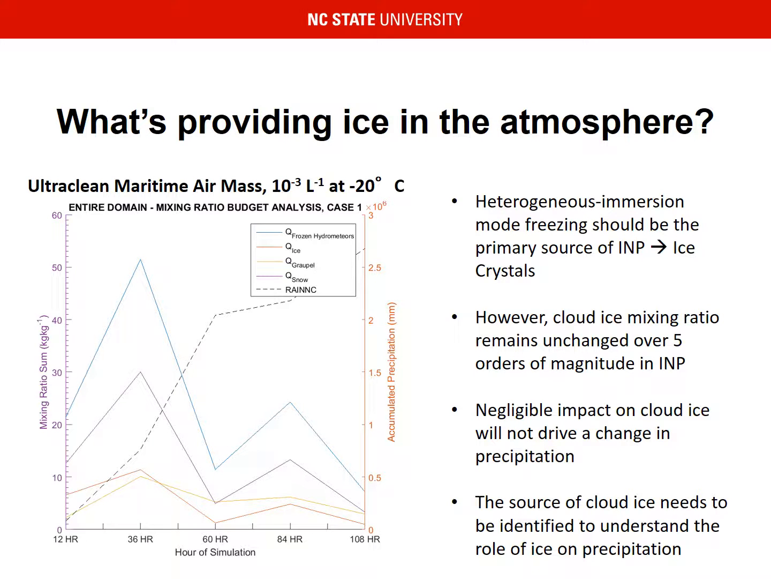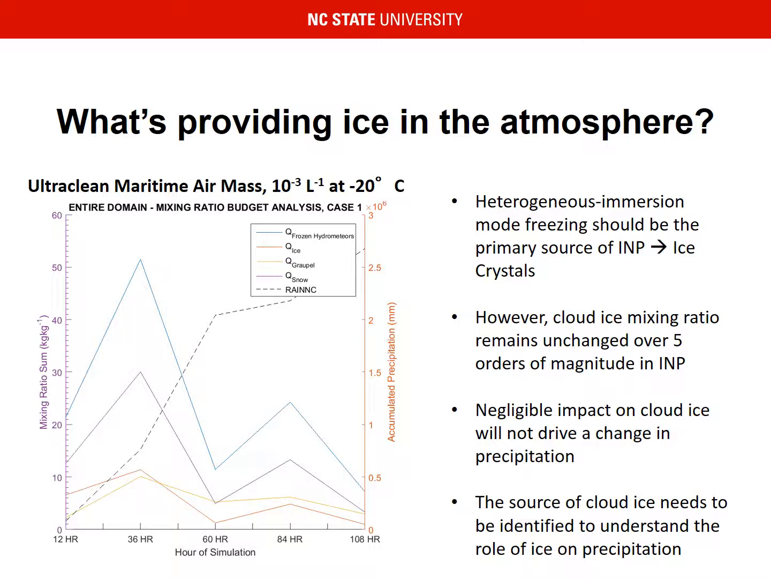If we're adjusting what is thought to be the dominating source of cloud ice in the atmosphere, that immersion mode freezing rate equation, by varying it by 5 orders of magnitude, from 10 to the negative third to 10 to the second, from an ultra clean maritime air mass to a polluted continental air mass, and we don't see any change in the amount of cloud ice in the atmosphere, shown in the orange line here, it's hard to expect that if you're not changing the amount of cloud ice in the atmosphere, you would see a change in the accumulated precipitation. So if what's thought to be the dominating source of cloud ice is not actually affecting the amount of cloud ice in the atmosphere at all, what is?